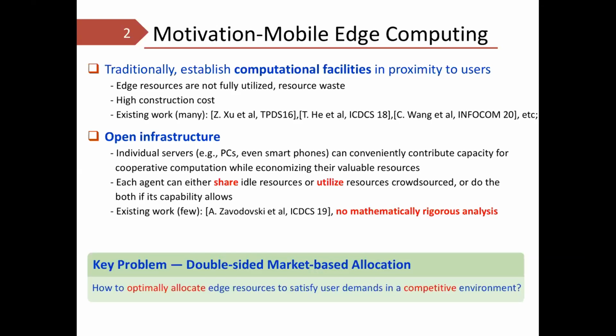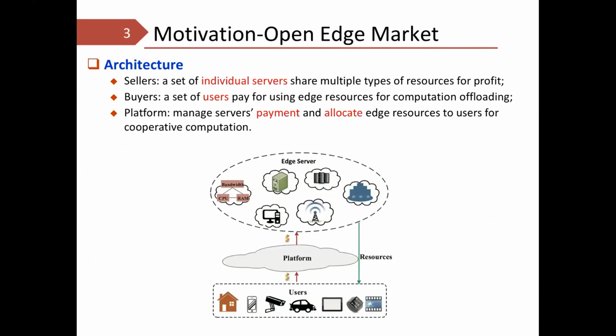Therefore, one fundamental problem is how to optimally allocate edge resources to satisfy user demands in competitive environments. This forms a double-sided market-based allocation problem, which is also the main focus of our work. The framework of such an open edge market consists of a platform and a set of servers to share idle resources for profit, and a set of users to pay for using edge resources for computation offloading. Here, the platform is authorized to manage server payment and allocate the crowdsourced edge resources to users.